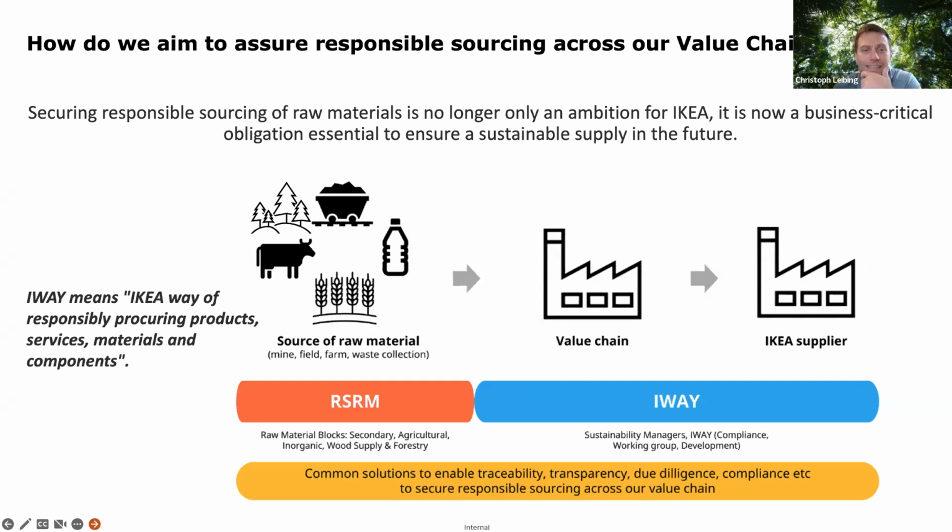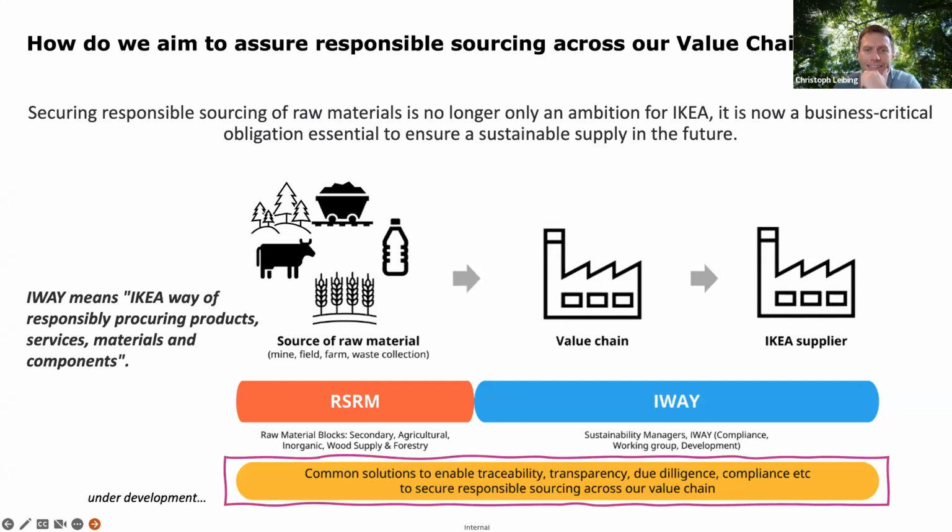And with one click, there's then one effect on the slide, where you see on this lower part, there needs to be a common solution to enable this traceability for transparent supply chains and due diligence systems, to ensure compliance across the whole supply chain. This is not something that IKEA already has right now, but it is very much under development, and there's a lot of focus on this right now to assure this across all our raw materials. With wood, the journey is somewhat more evolved for IKEA.